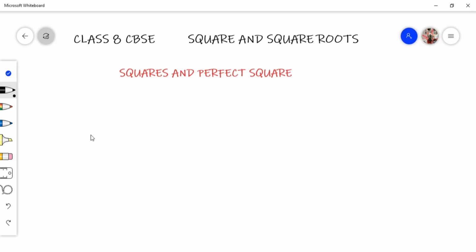So now, what is the next topic? Our next topic is properties of square numbers. You can learn by heart the first 10 or first 15 square numbers because they are very easy to learn.